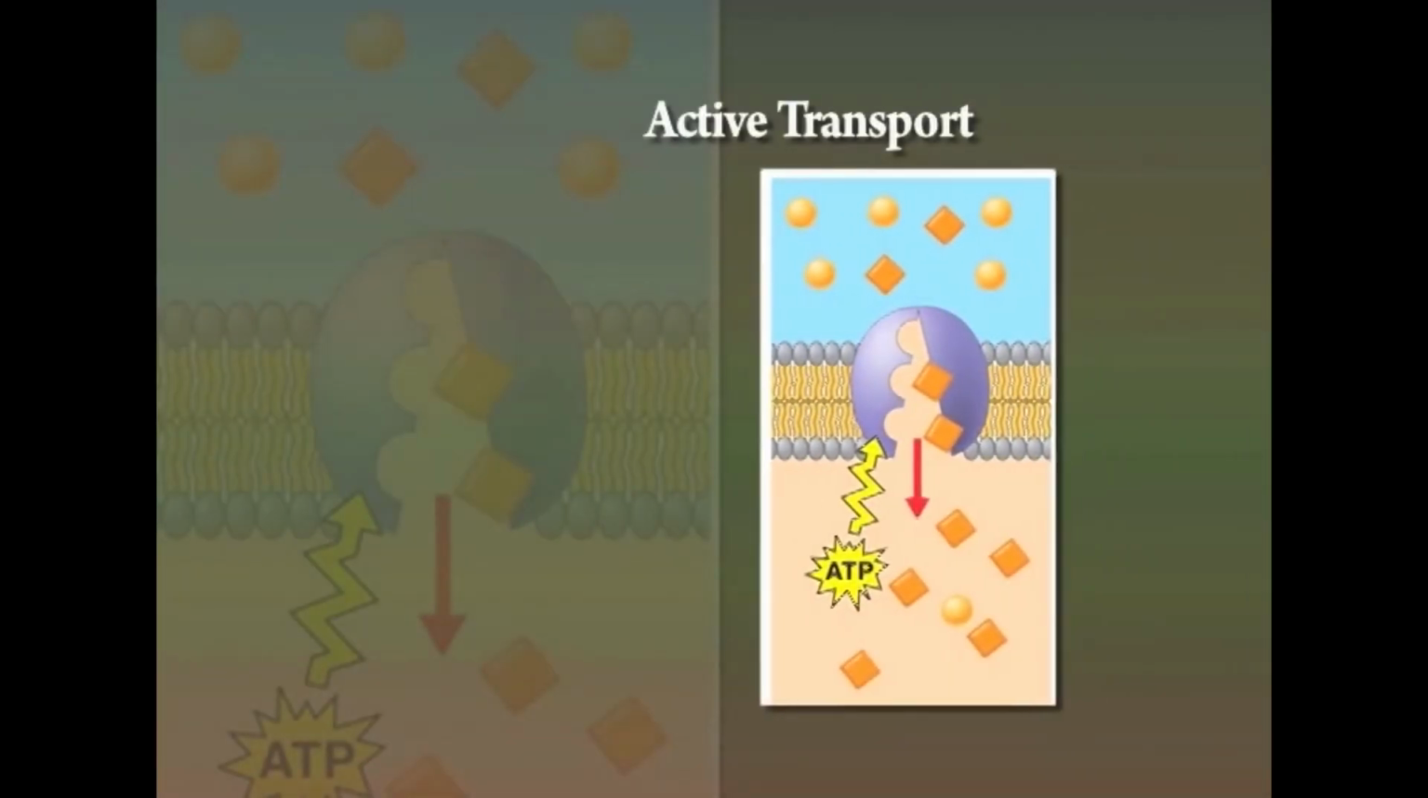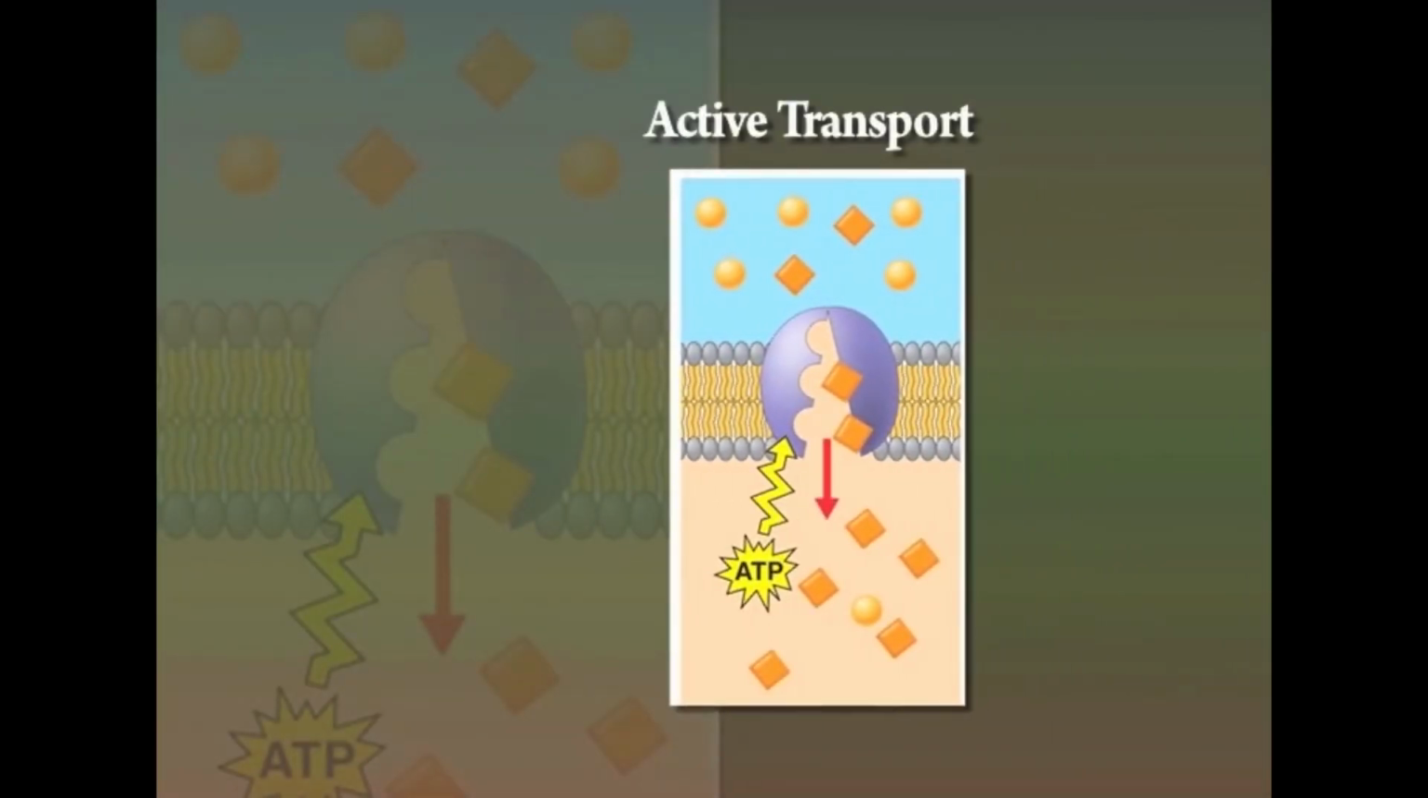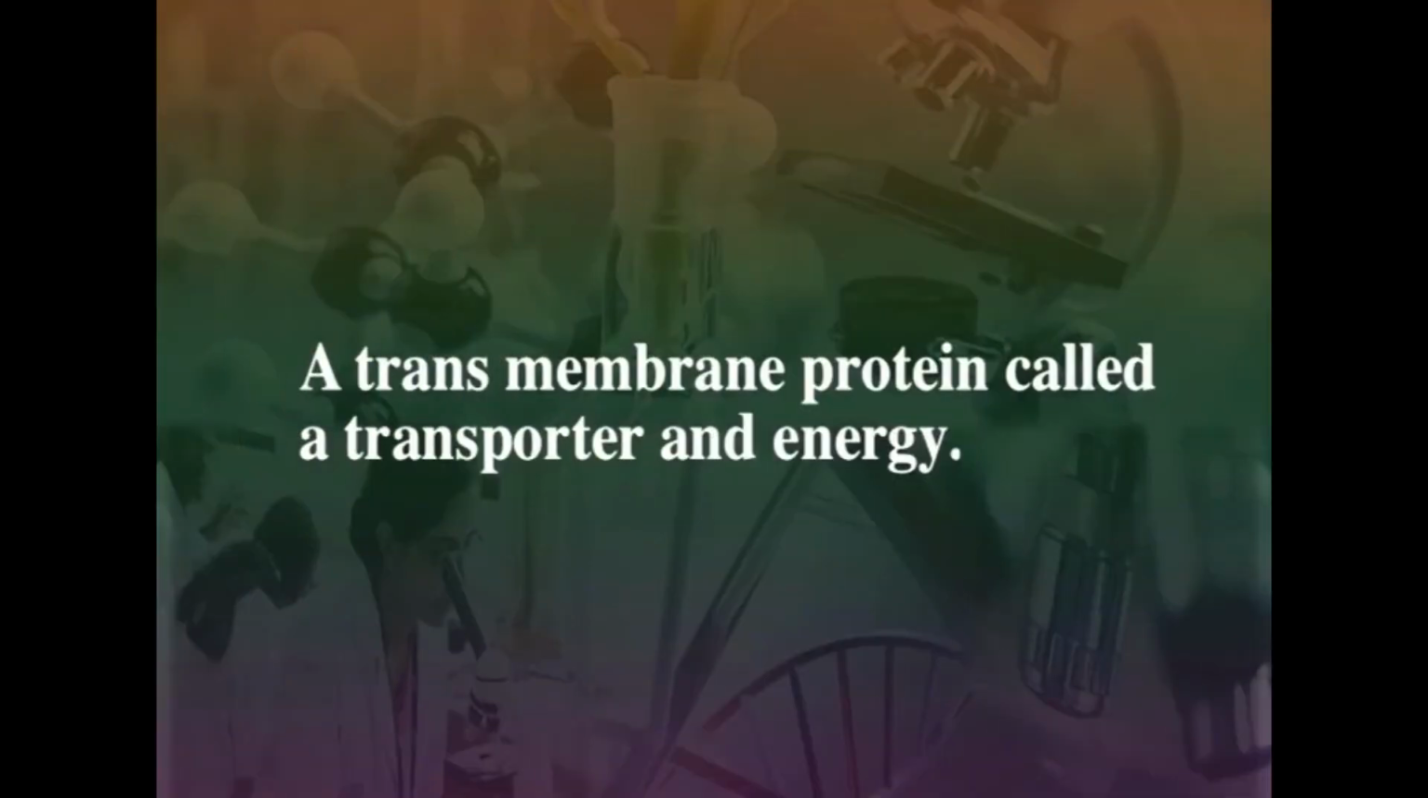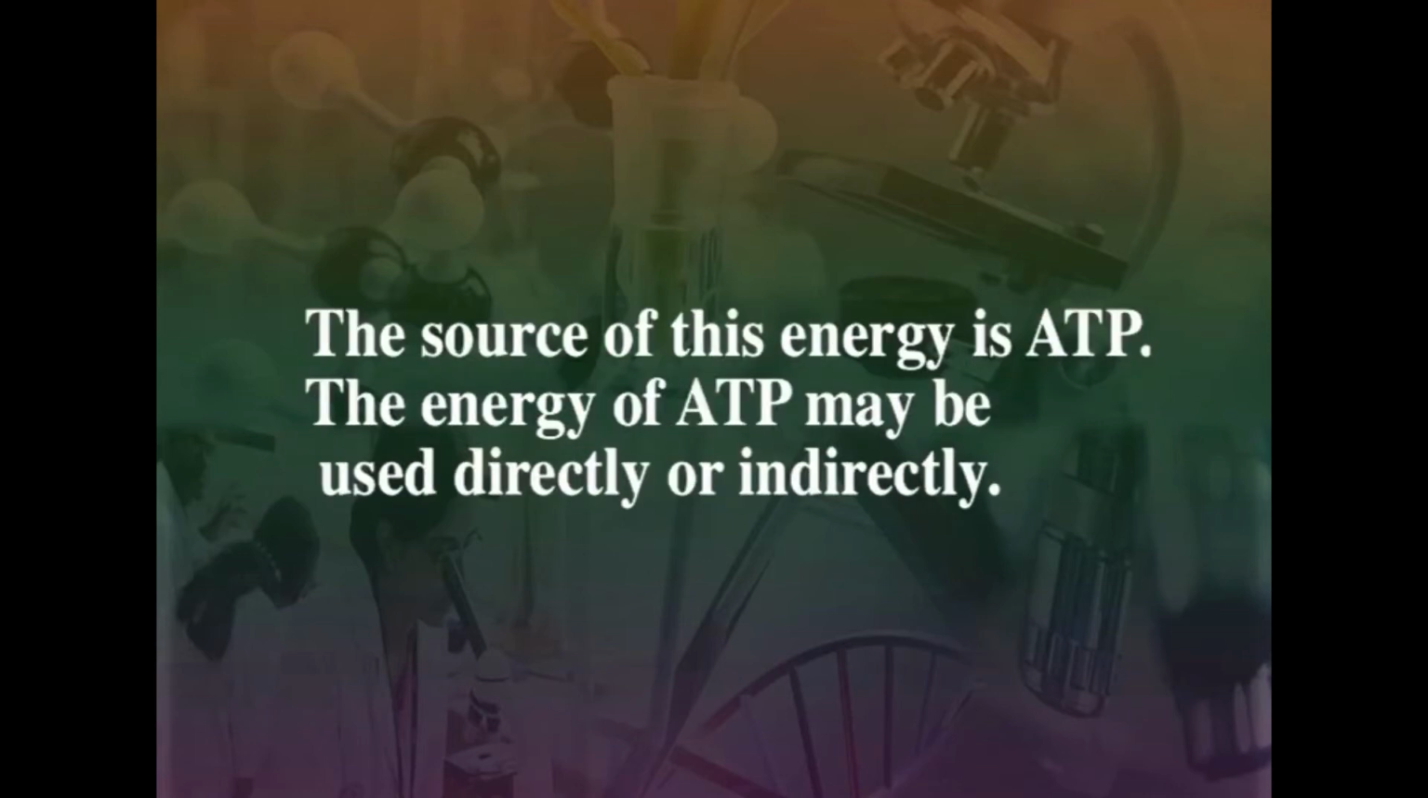Now, next we will go into the mechanisms of active transport. This is the pumping of molecules or ions through a membrane against their concentration gradient. It requires a transmembrane protein called a transporter and energy. The source of this energy is ATP. The energy of ATP may be used directly or indirectly.